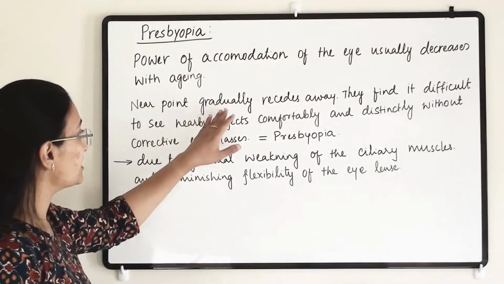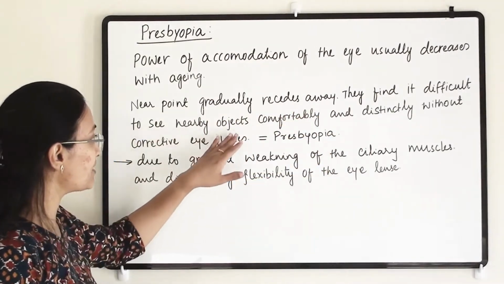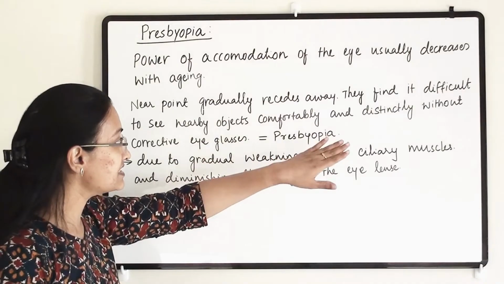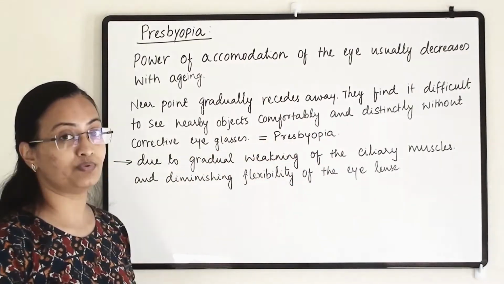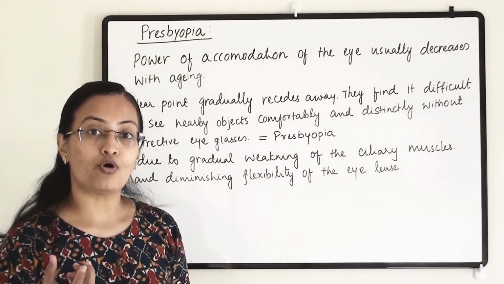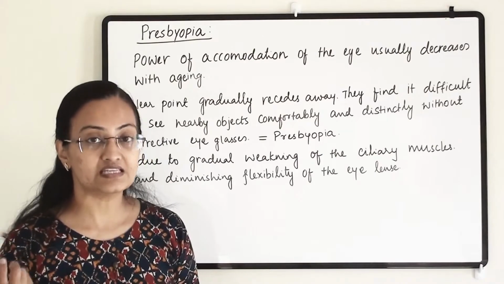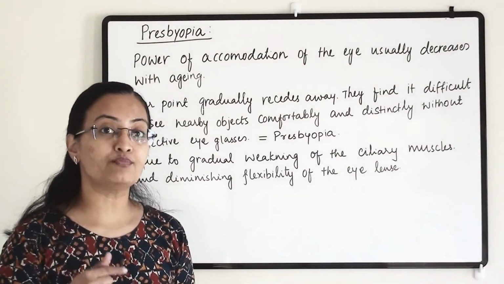So the near point gradually recedes away. They find it difficult to see nearby objects comfortably and distinctly without corrective eyeglasses, and that is known as presbyopia. So presbyopia is a defect which happens because of the weakening of the ciliary muscle, and in this a person will have both types of defects.